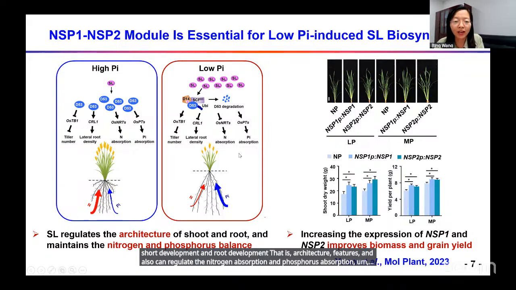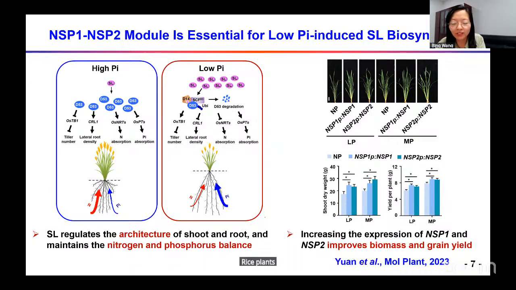And to help the plants to adapt to the low phosphorus condition. If we increase the expression of these two transcription factors, we can improve the biomass and grain yield of rice seedlings, rice plants growing in the low phosphorus and the medium phosphorus field. So that is important for agriculture.